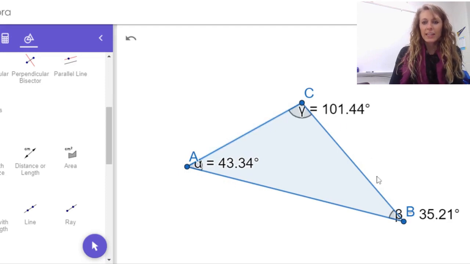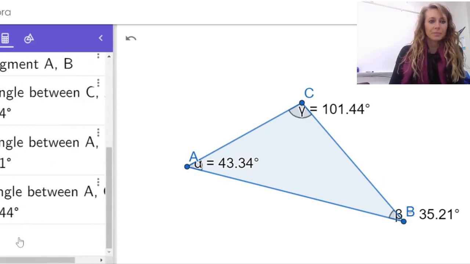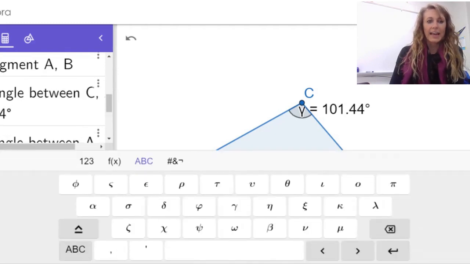Okay, so I've got my 3 angles measured. So every triangle has to have 3 angles. If I go over here to the calculator tool, it's got my three numbers for my 3 angle measures. It named them with these Greek letters, so we're just going to add them together.